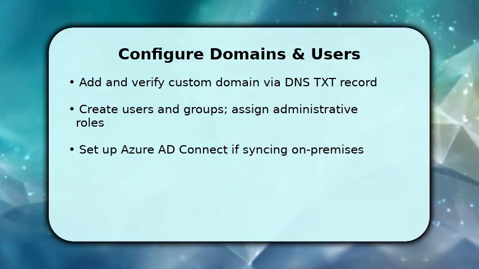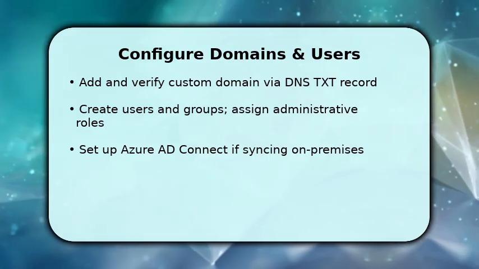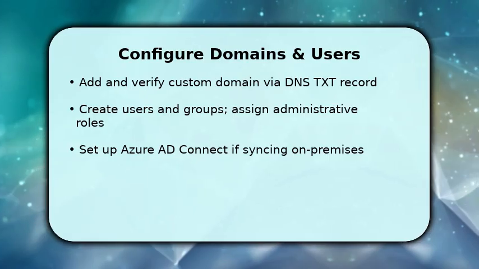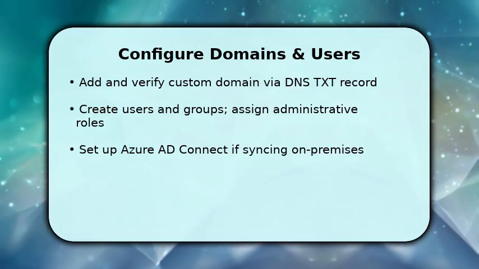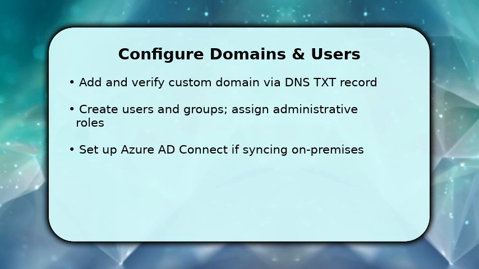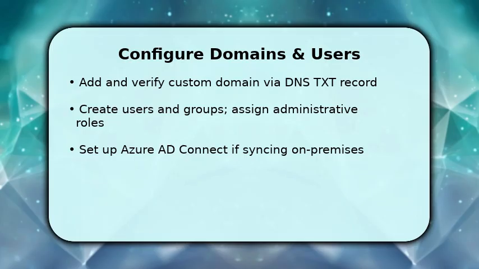Then create user accounts and security groups. Assign roles such as user administrator or global reader where appropriate. If you have on-premises AD, install Azure AD Connect and configure sync rules. Once configured, make sure to test a sync and confirm user identities match expected UPN formats.